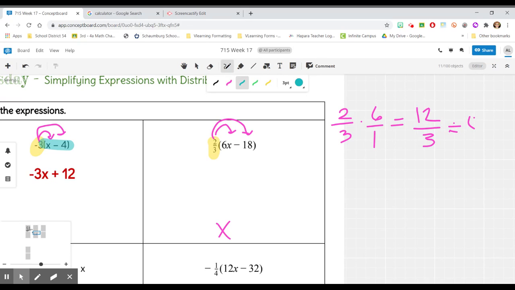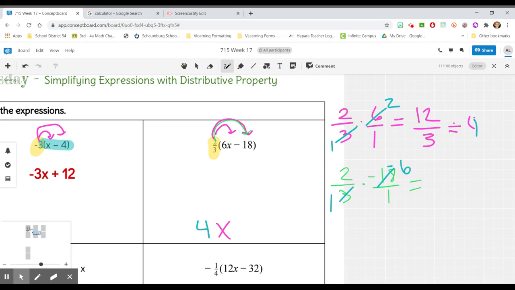However, I could have also noticed that these cross simplify because 6/3 is 2/1. So that would have also given me my 4/1. I get 4x. Now let's distribute our next term. 2/3 times -18. A whole number, I always put it over 1. I can also notice that this cross simplifies. 18/3, forget it's negative. 2 times -6 is -12. 4x minus 12. We're good? Let's do the next one.